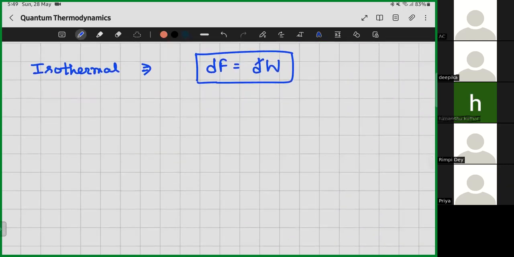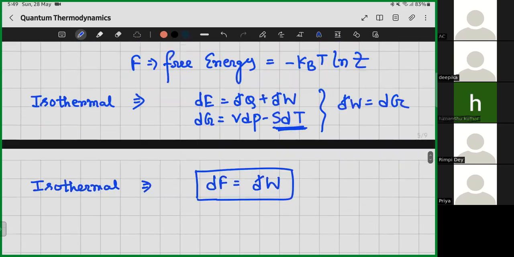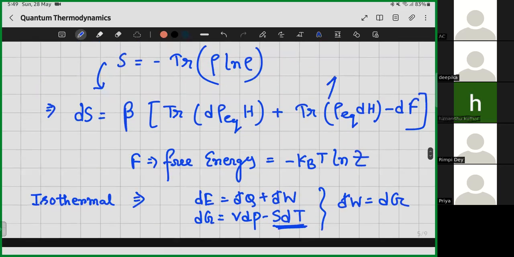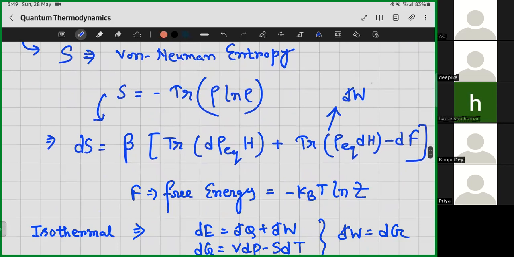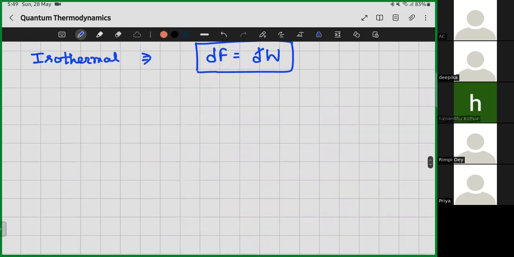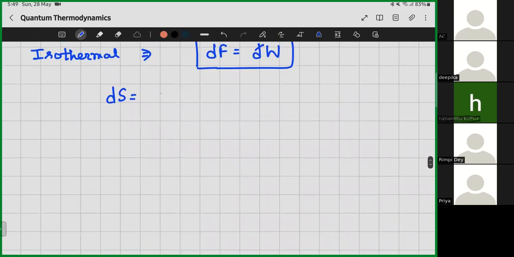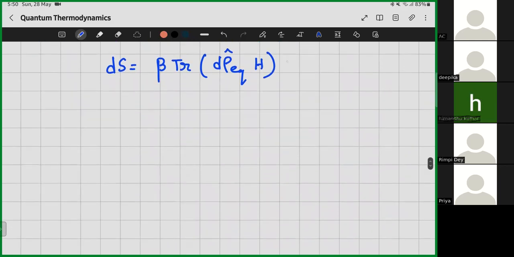Now, if it is so, then here for dS, this part is our d cross w. So d cross w and dF will cancel out. And for isothermal process, the dS will be just beta times trace of d rho H, and you can write it like this. This is our d cross q by T.